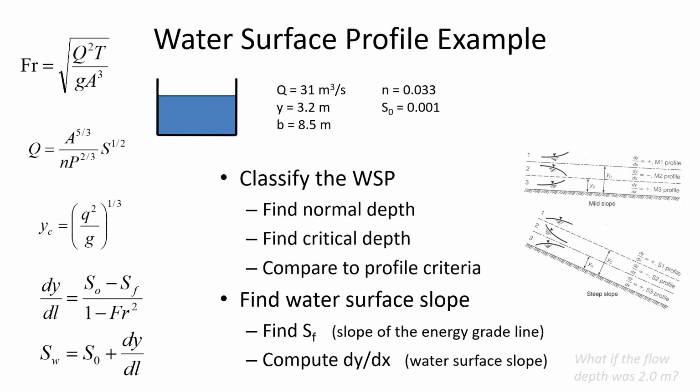So let me pause for a second and let's do that. Let's find normal depth, critical depth, and then see if we can figure out whether this is M1, M2, M3, or S1, S2, S3. I'll be writing some stuff on the whiteboard if you want to keep an eye on that and confirm your own calculations.